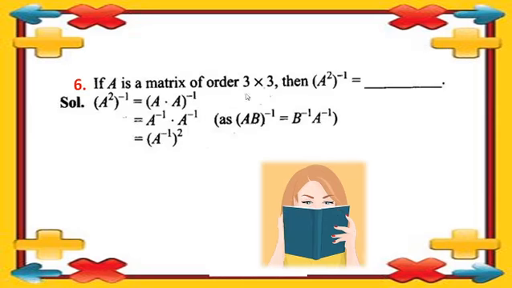Question number 6. If A is a matrix of order 3 by 3, then (A square) whole inverse is equal to what? A square can be written as A into A. Now, if we open the bracket by using this property, it will be A inverse into A inverse, and this is A inverse whole square.